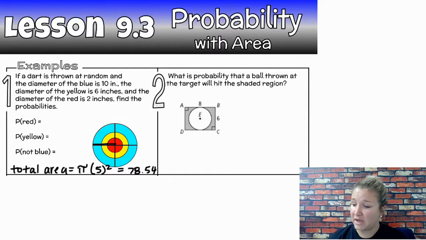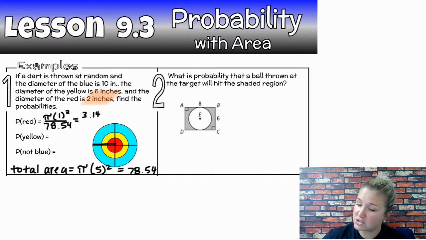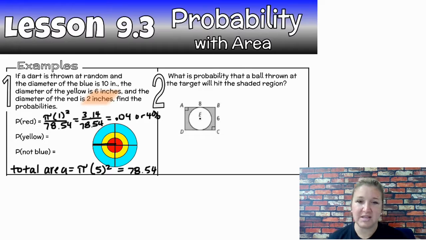And then we're going to find the area of the red. The area of the red is pi times 1 squared, since the diameter is 2 inches. Then I'll divide that by 78.54. When I multiply pi times 1 squared, that gives me just 3.14, so it's pi divided by 78.54. I'll write this as a decimal, 0.04, or 4%. Before, when we were drawing a marble out, it was easy to look at the fractions, but this, not so much, because there are so many decimals here.